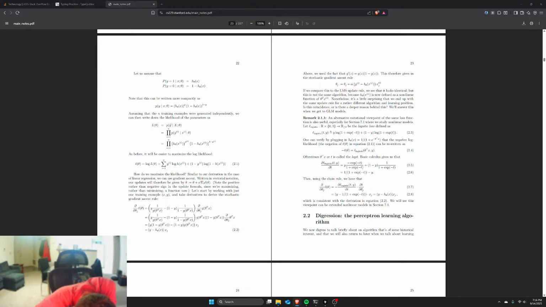Y. I. So 1 minus yi. Yeah, that propagates down. And then that would propagate down too, but we don't need to worry about that right now.